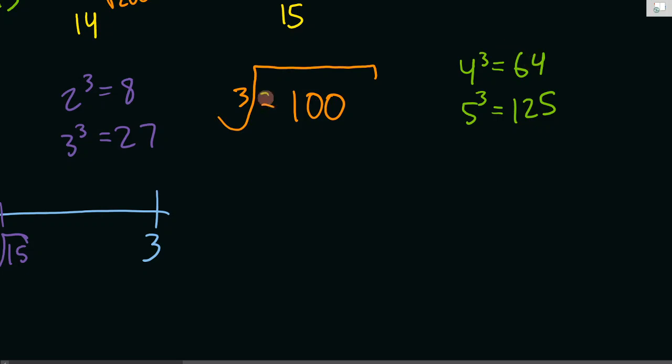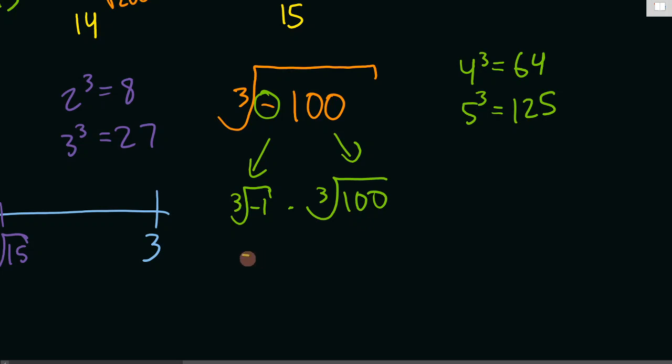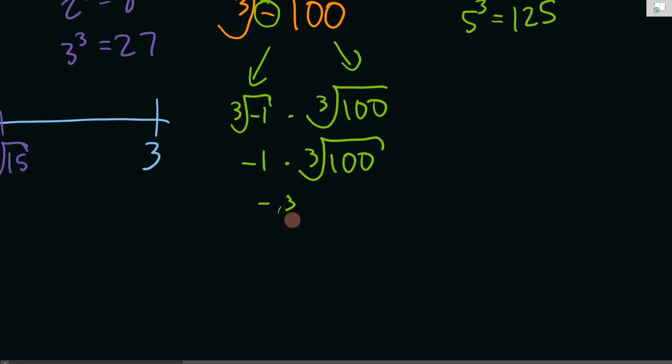And this negative sign, we can actually just split out. This is a little bit different from square roots. With square roots, you can't get a negative from a square root. But we can split this into the cube root of negative 1 times the cube root of 100. And the cube root of negative 1 is just negative 1. So this is negative 1 times cube root of 100, which means it's negative cube root of 100.